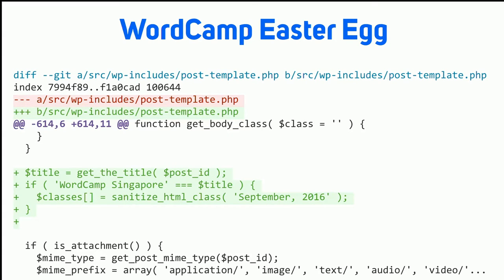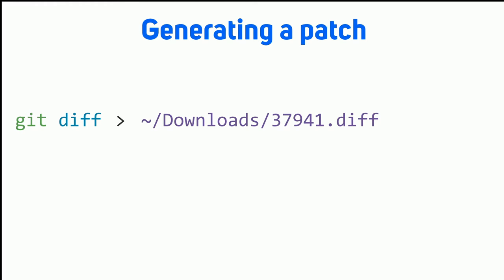Looking at the entire diff, I can see that it looks good and is ready for uploading to Trac for consideration in WordPress core. The next step is to generate the patch file for the purpose. And the command is very similar. Git diff, output to a file, and I put it into a file in my downloads directory.